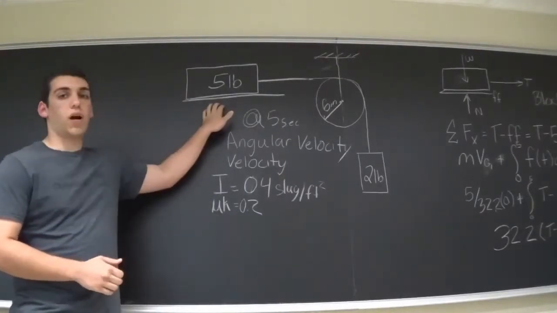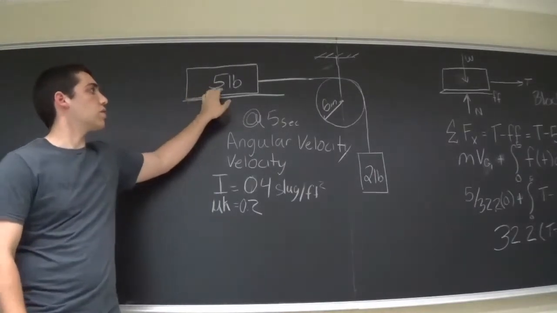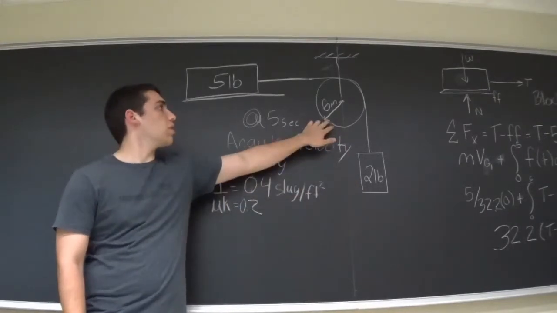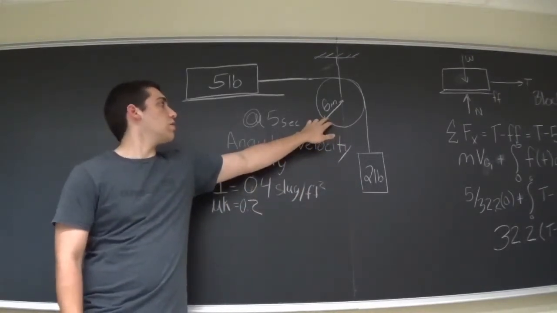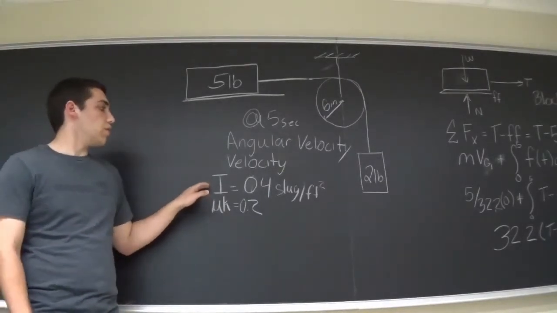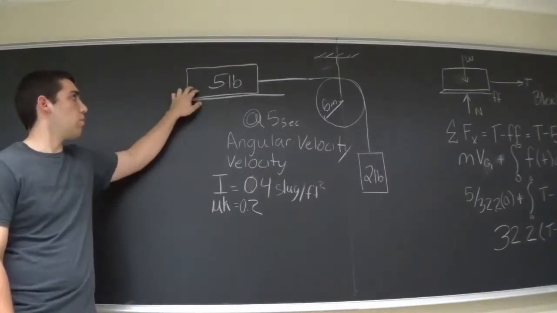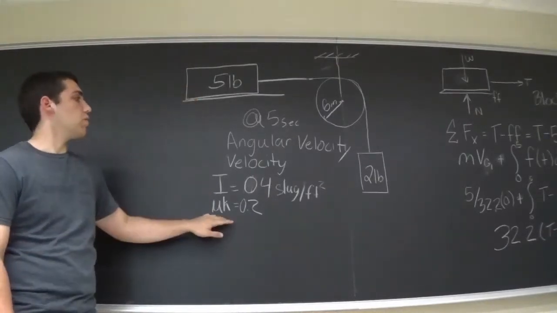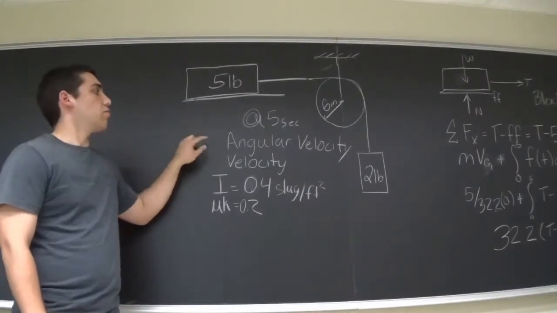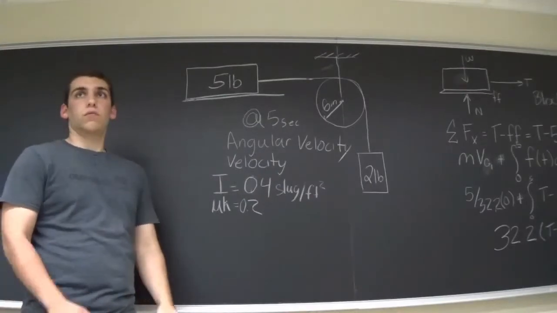Right here's a picture of our problem. We have a 5-pound block sitting on a plane, and that is connected to a 2-pound block that is 90 degrees from a pulley that has a 6-inch radius. The moment of inertia of the pulley is 0.4 slug-feet squared, and the coefficient of friction between the 5-pound block and the surface is 0.2. For our problem, we have to solve for the angular velocity of the pulley and the velocity of the 2-pound block at 5 seconds.